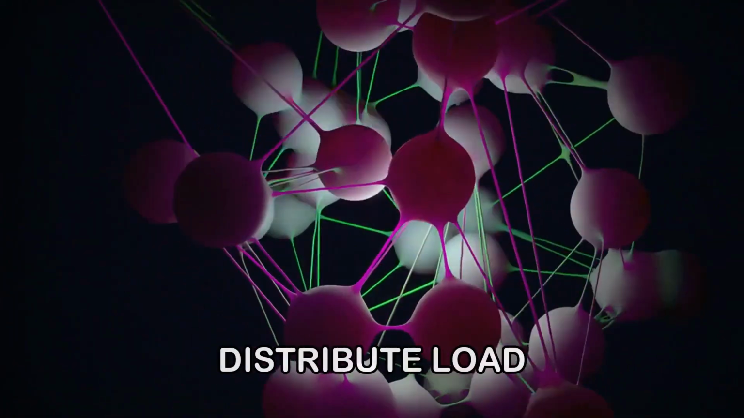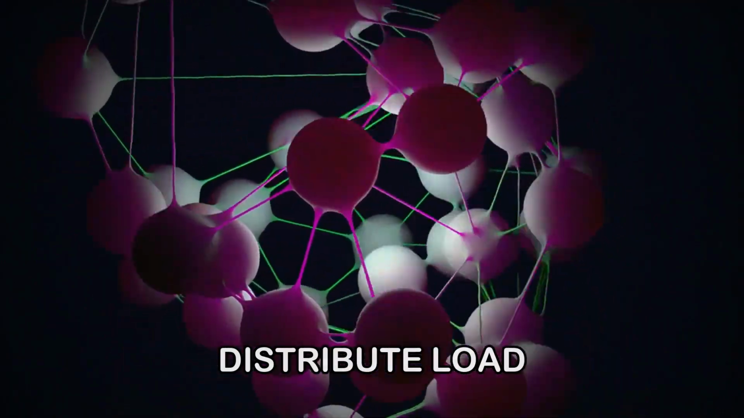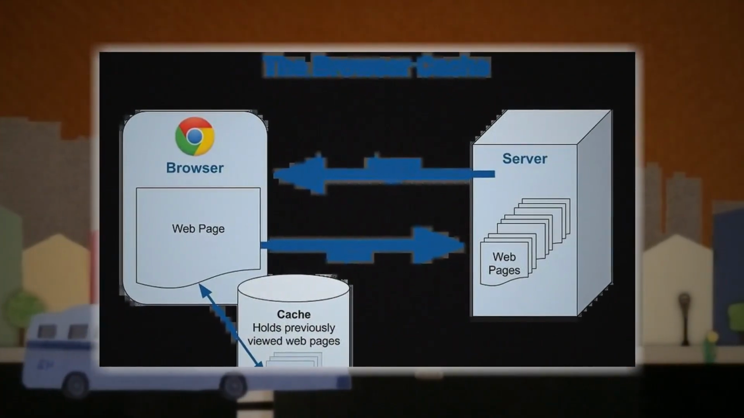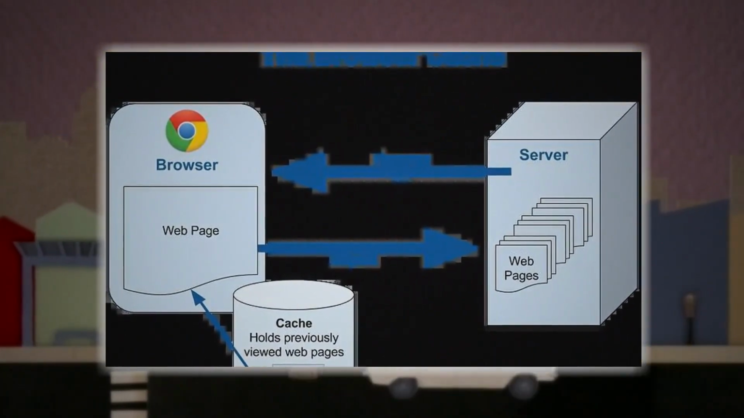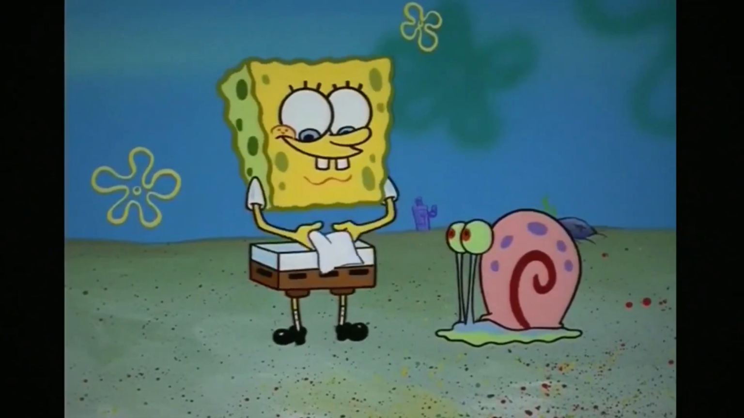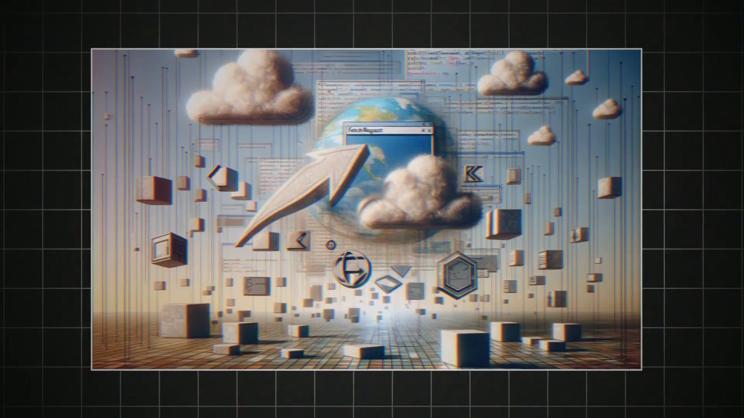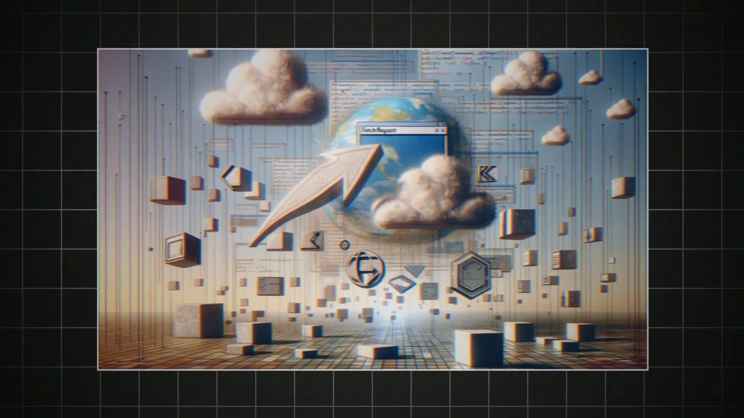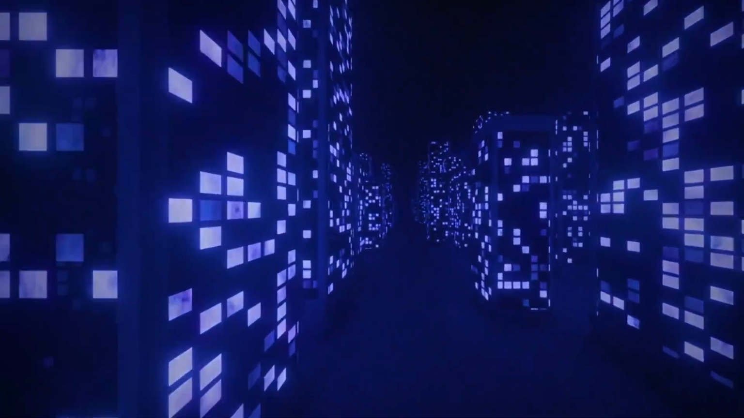CDNs also distribute load. When a website gets millions of simultaneous requests, the CDN spreads that traffic across hundreds or thousands of servers instead of concentrating it all at one origin. This is how websites survive sudden surges in traffic, a news event, a product launch, a viral link, without falling over. And CDNs interact with HTTP's caching system in an important way.